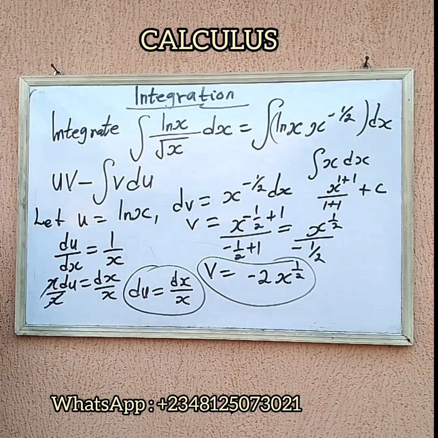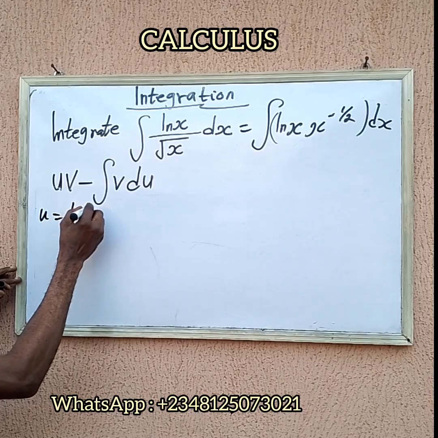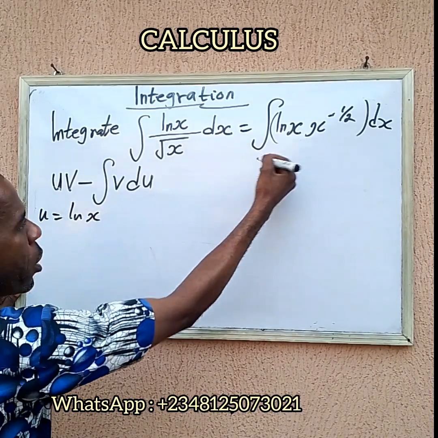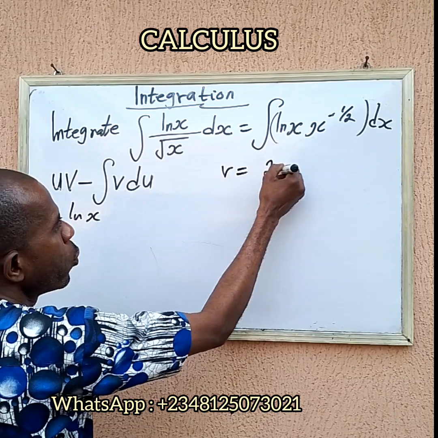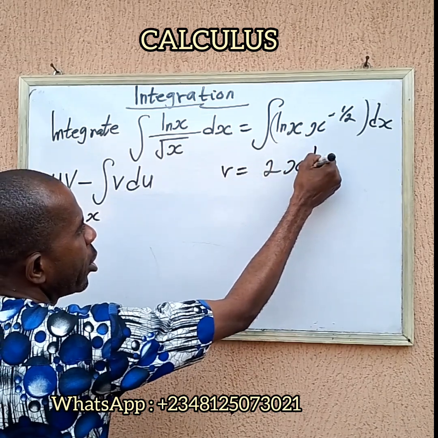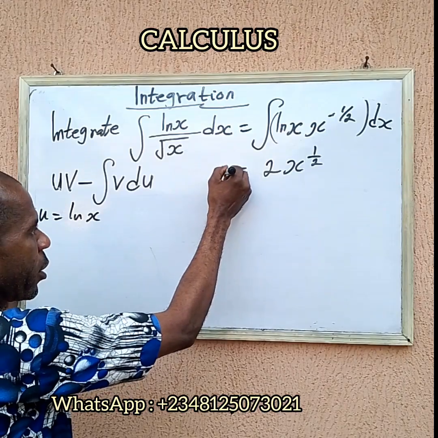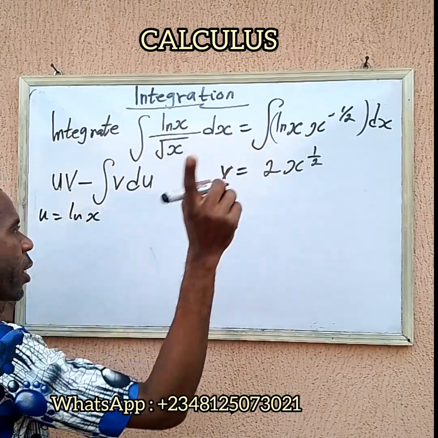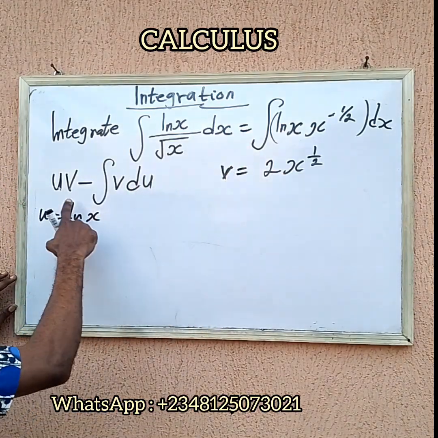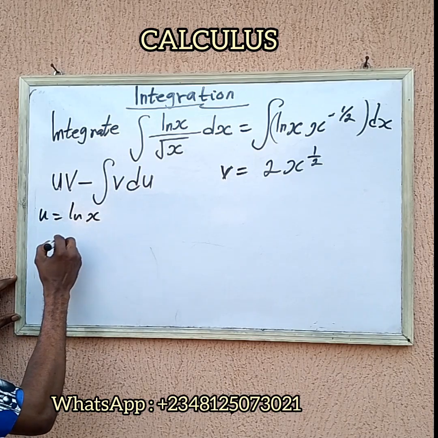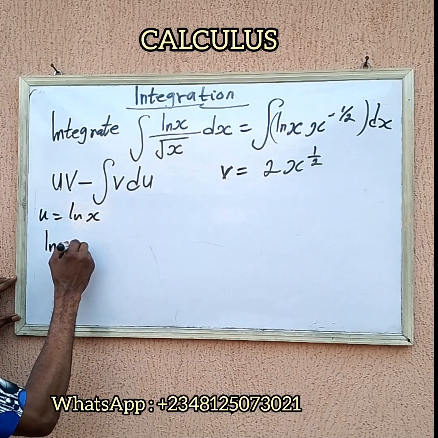Now let us go. U is equal to ln x. Okay. Now we have obtained our v to become 2x raised to power 1/2. So that is what we got there for v. Sorry, the negative sign is not supposed to be there. Sorry for that negative sign I put there. So now we are going to place it here. Our u is what? Ln x, which means ln x multiplying.